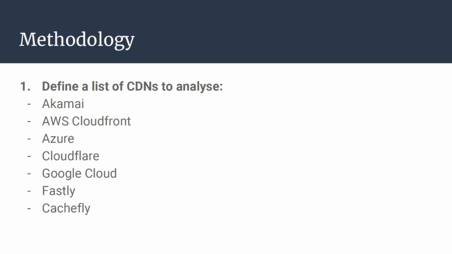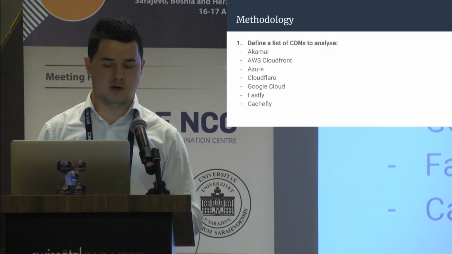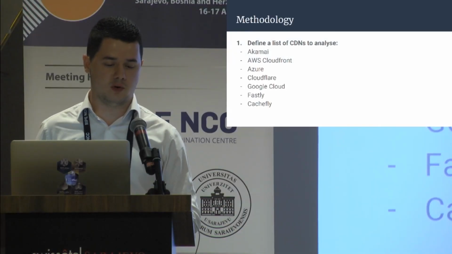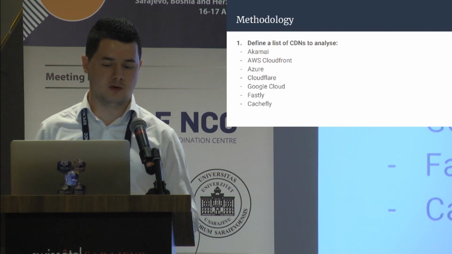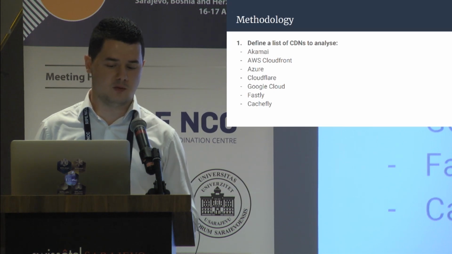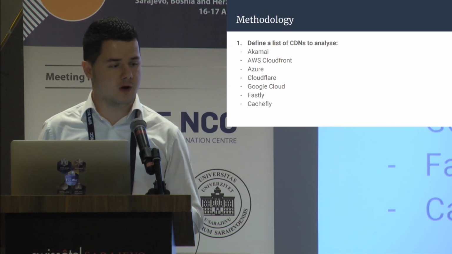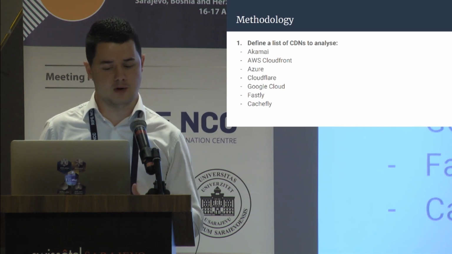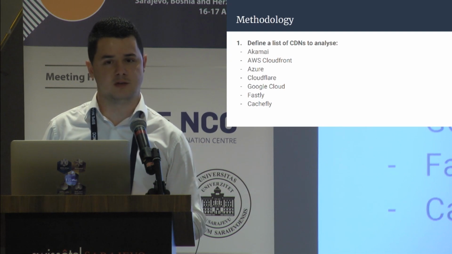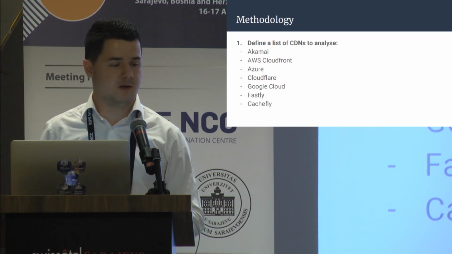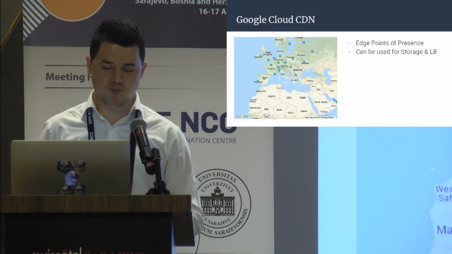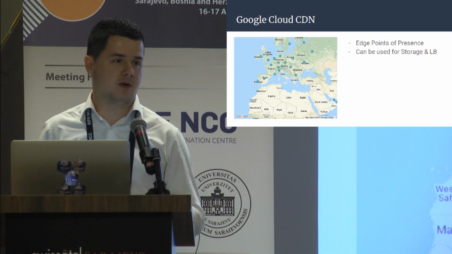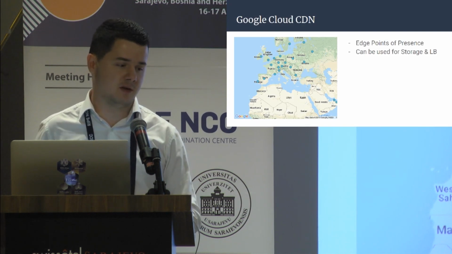Basically, first we defined a list of CDNs to analyze. Currently, some of the CDNs here are among the most popular in the world: Akamai, which is a really old player on the market, AWS CloudFront, Microsoft Azure, Cloudflare, Google Cloud, Fastly, and Cachefly. So it's 7 CDNs that I decided to take. And for some of them, I have additional slides that showcase their points of presence.